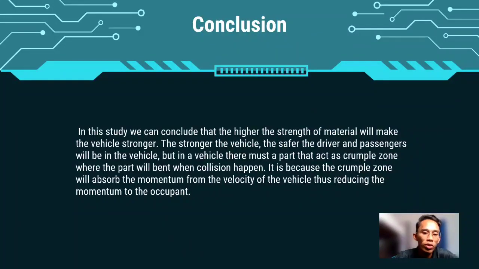Lastly, for the conclusion, in this study we can conclude that the higher the strength of the material, the stronger the vehicle will be. The stronger the vehicle, the safer the driver and passenger will be in the vehicle. But in a vehicle, there must be a part that acts as a crumple zone, where the part will bend when a collision happens. This is because the crumple zone will absorb the momentum of the velocity of the vehicle, thus reducing momentum to the occupant. The momentum can cause injury to the occupant in the vehicle.